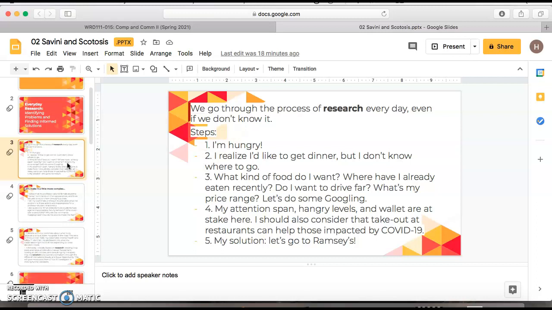So based on all of that, I make an informed decision to solve my problem. And let's say, for example's sake, my solution is to go to Ramsey's. P.S. If you're in Lexington and you haven't had Ramsey's yet, you should, because they serve the best dang pie in the whole entire city.